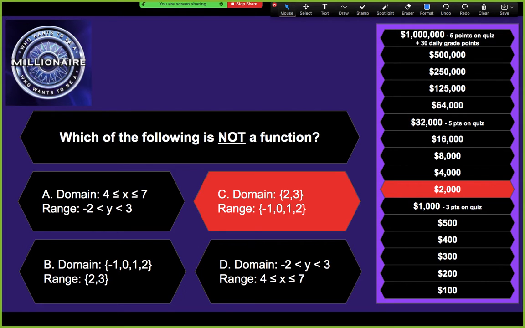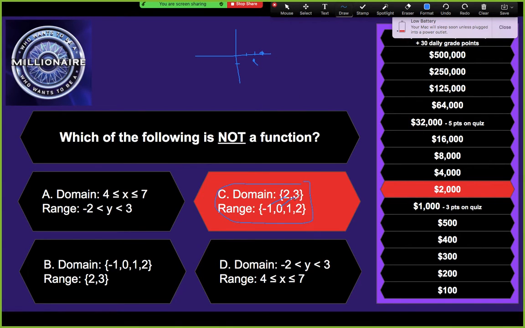So on this one, the domain and the range that is not a function is letter C. The reason why is because, let's say you're graphing this information. You're making a new graph, and you're going to graph this one. So let's say the 2 is going to go with -1. So that's 2 for the x, -1 for the y. So that's 1 point here. All right, now let's do 3 and 0. That's 3 on the x, 0 on the y.